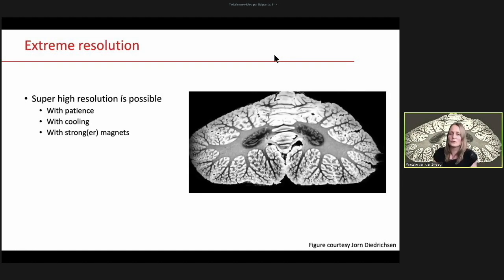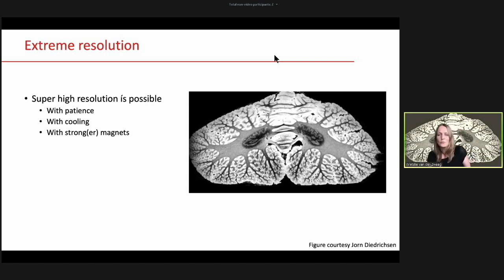Now, of course, it is possible to acquire very beautiful, even 100 micron isotropic data, which is a figure that I got from Joern Diedrichsen as an example. Now, unfortunately, it took, I believe, more than 24 hours to actually acquire this data. And of course, in vivo, that's not possible. This is an ex vivo sample. So there is a way, but it's very, very slow.